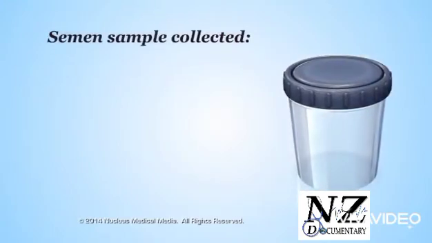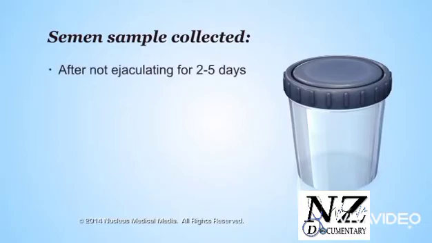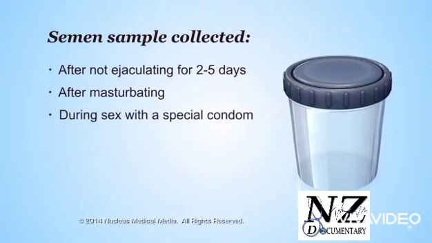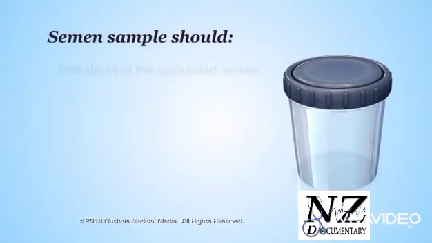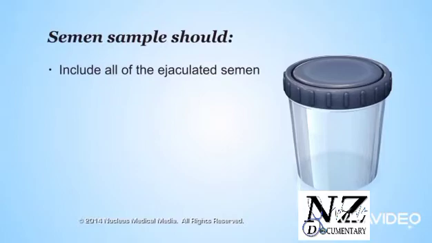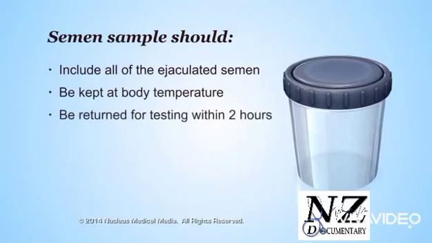For semen analysis, a man needs to provide a semen sample after not ejaculating for 2 to 5 days. Usually, a man collects semen in a sterile cup or jar after stimulating himself to ejaculation, called masturbating. Or a doctor may provide a special condom to collect the semen at home during sex. It's important to collect all of the ejaculated semen. Samples collected at home should be kept at body temperature and returned to the lab within 2 hours for reliable results.